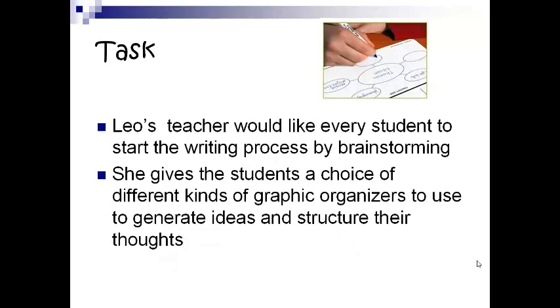Step 3. The task. What activities are occurring in the class that will help Leo achieve his goals of developing his writing skills? What are the critical elements of the required task? Leo's teacher would like every student to start the writing process by brainstorming. She gives the students a choice of different kinds of graphic organizers to use to generate ideas and structure their thoughts.